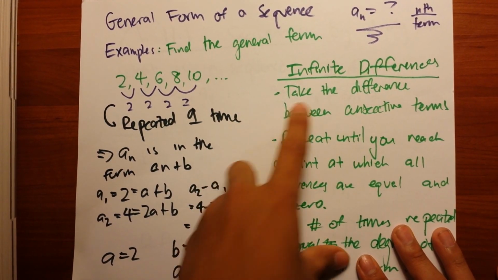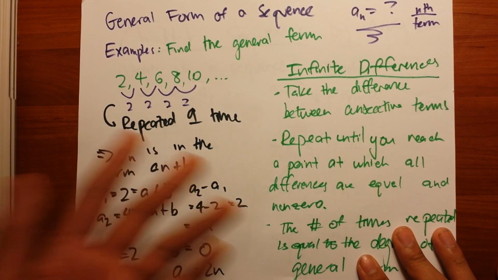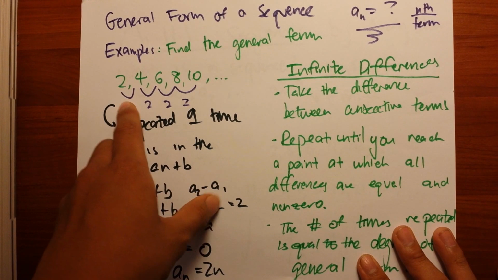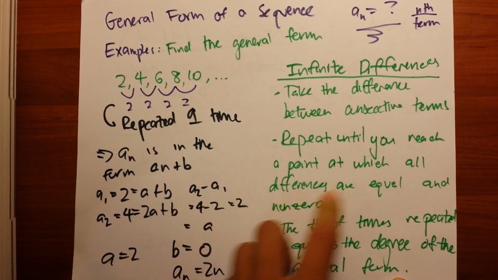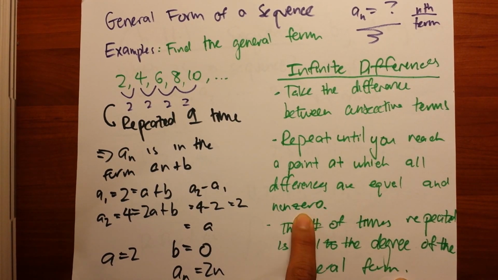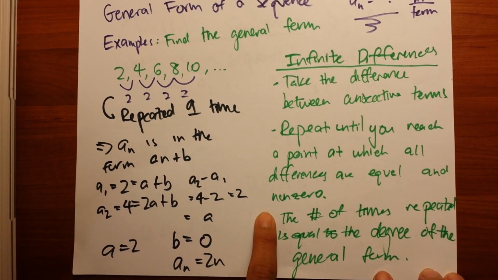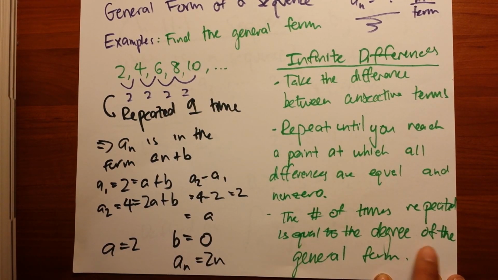To use finite differences, we first take the difference between consecutive terms, for example, the second and third term, and we do that for every single term. Then we repeat this until we get to a point where all differences are equal and non-zero. You have to remember the non-zero part. The number of times you take the difference is equal to the degree of the general form.